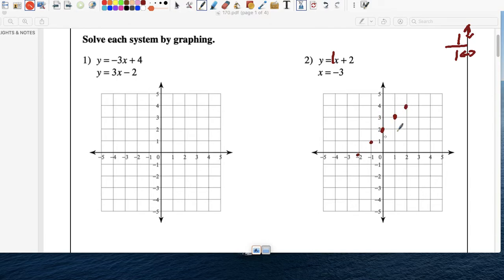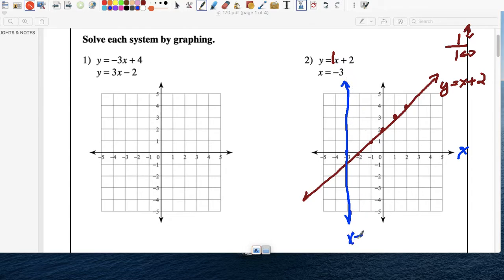So this one looks like that. So label your lines, because I need to see what line we're talking about. And then the other one's x equals -3. So I'm going to look for x. Where's x? x is this, right? And -3 is right here. So x equals -3 is a straight vertical line like this. And call that x equals -3.